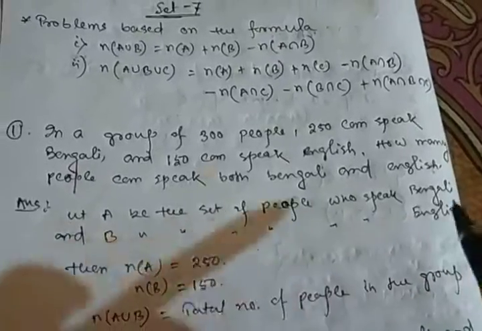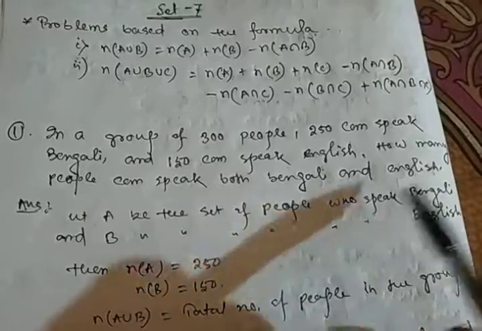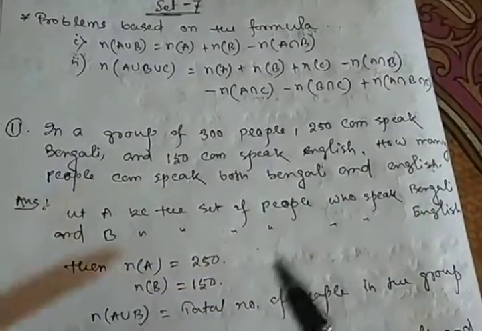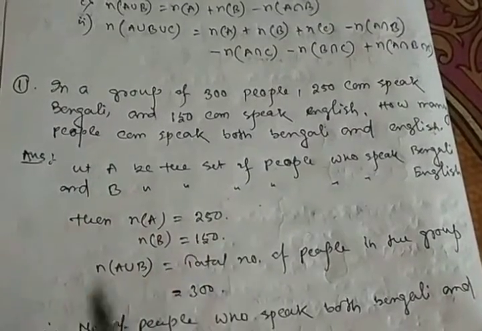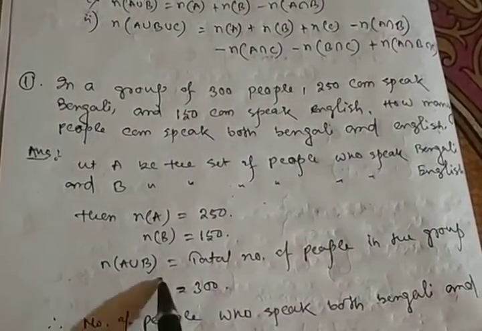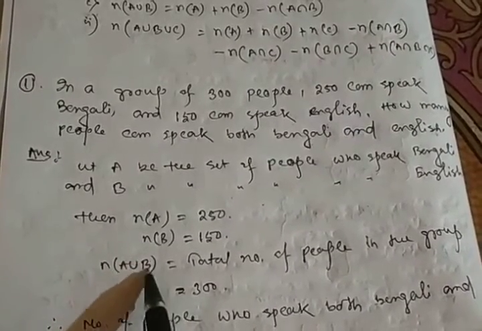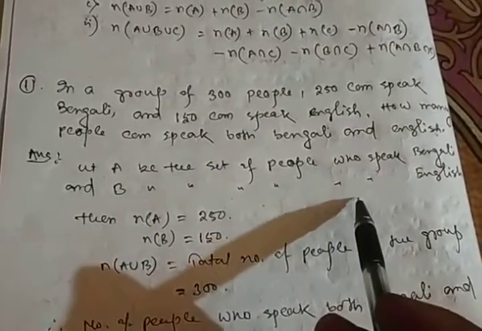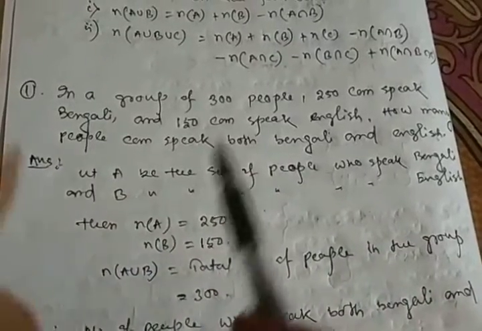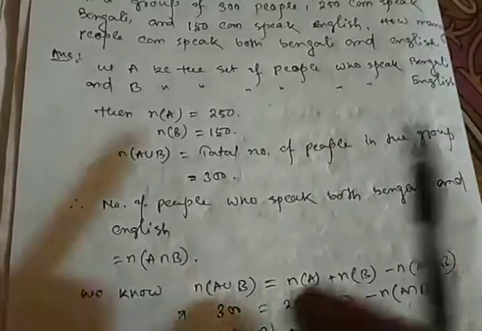Okay, so first we take two sets: let A be the set of all people who speak Bengali and B be the set of all people who speak English. So according to the problem, n of A equals 250 and n of B equals 150. Now n of A union B means the set of all people who can speak either Bengali or English. Here the group of people is given as 300, so n of A union B equals 300.